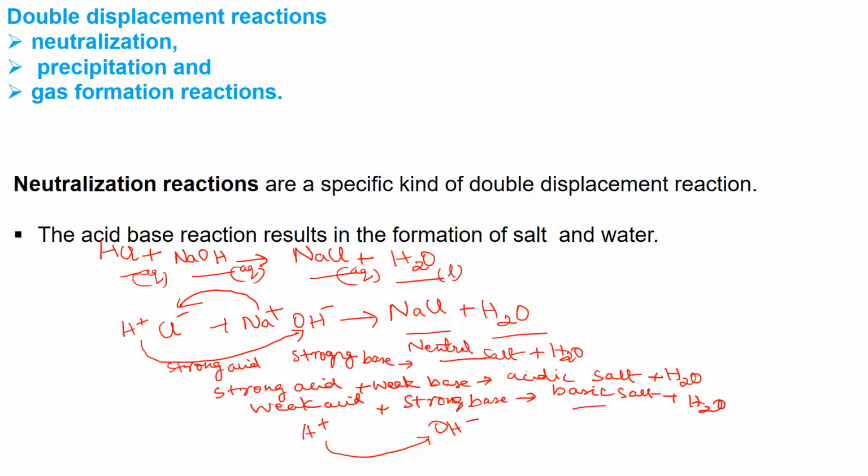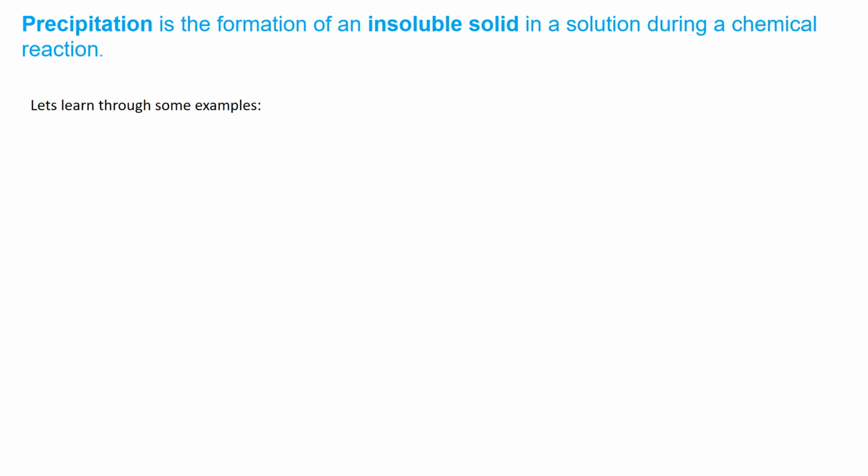Now let us learn some other examples for precipitation reaction. Let us learn what a precipitation reaction is. Precipitation means formation of an insoluble solid in a solution. So when the formation of an insoluble solid in a solution takes place during a chemical reaction, that type of chemical reaction is known as a precipitation reaction. The reaction in which a precipitate, an insoluble solid, is formed is known as a precipitation reaction.